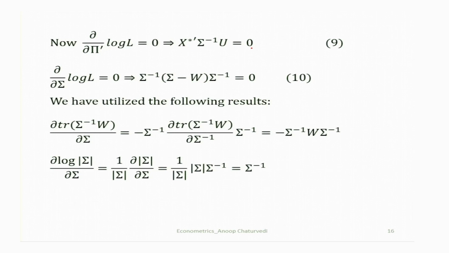And then if we differentiate the log likelihood function with respect to sigma and put it equal to 0, then you get sigma inverse sigma minus w sigma inverse equal to 0. Actually, for obtaining this expression, we have utilized these results. If you differentiate trace of sigma inverse W with respect to sigma, then you obtain minus sigma inverse W sigma inverse. And the differential coefficient of log of determinant value of sigma with respect to sigma is equal to sigma inverse. So, we have utilized these results and then we get this equation.